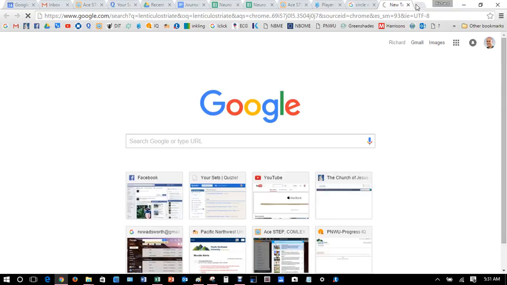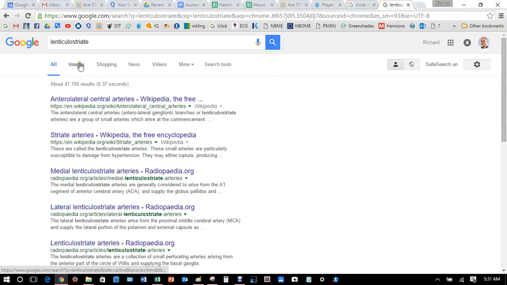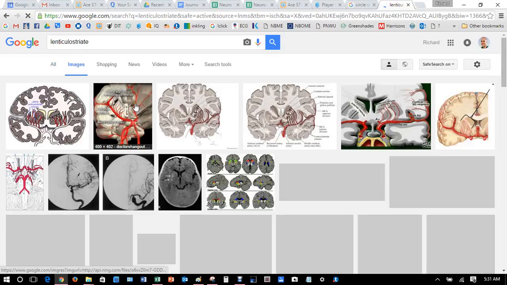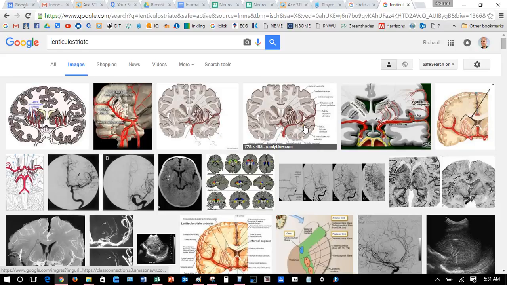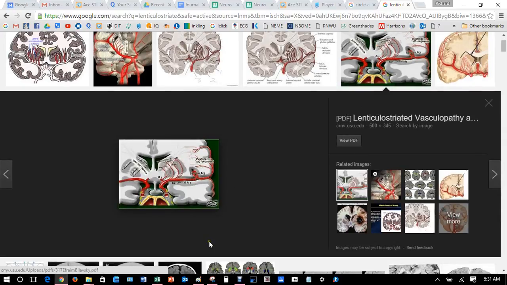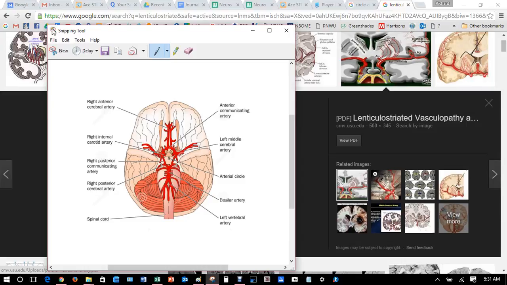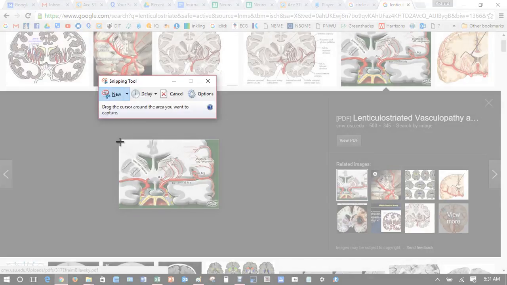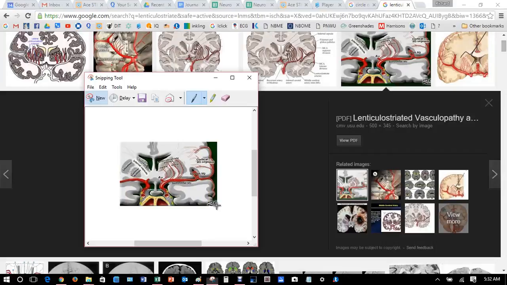Lenticulostriate. So hopefully this will give me a good picture that I can show here. Okay, so lenticulostriate arteries. One's going to the globus pallidus. Here we go. There's a great picture. So this little image here is showing how they work, or what they come off of.